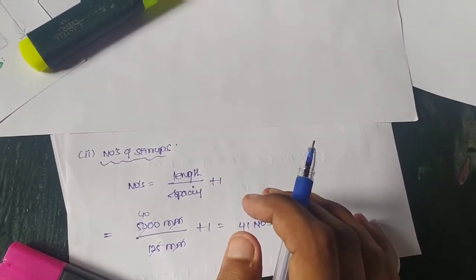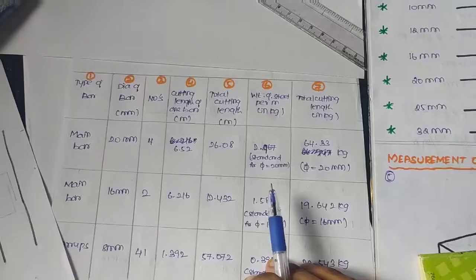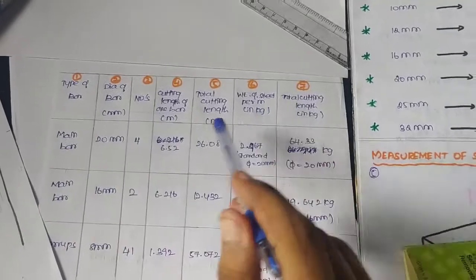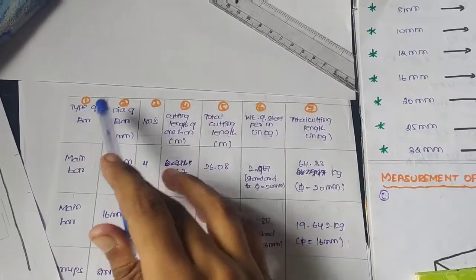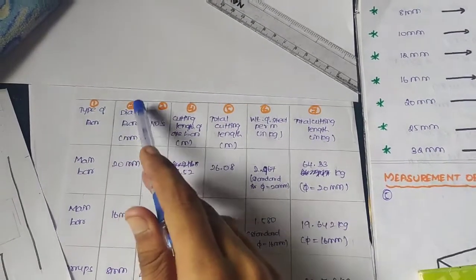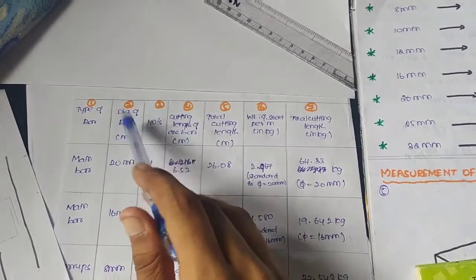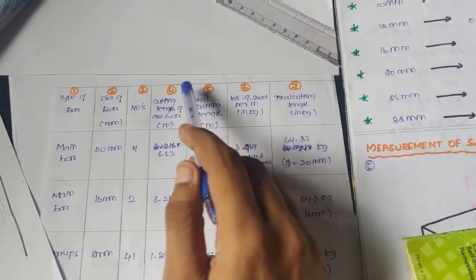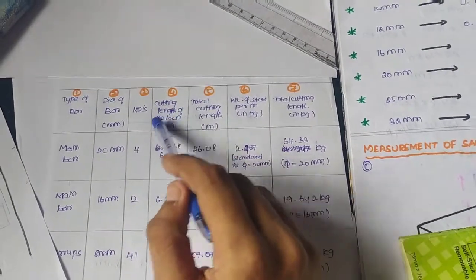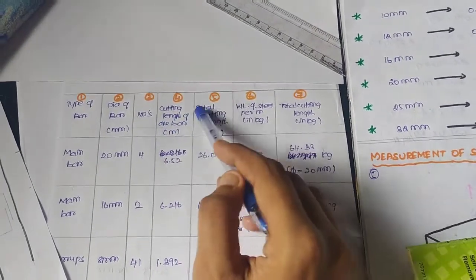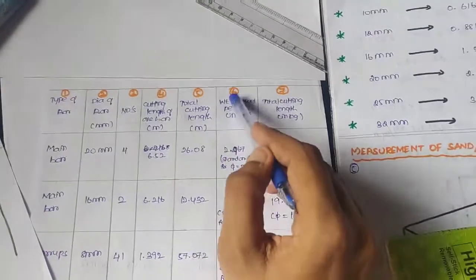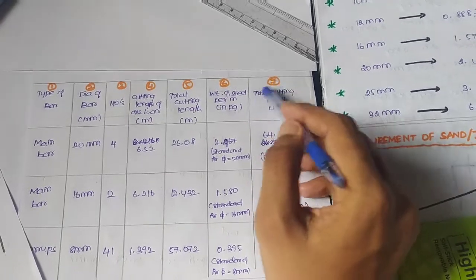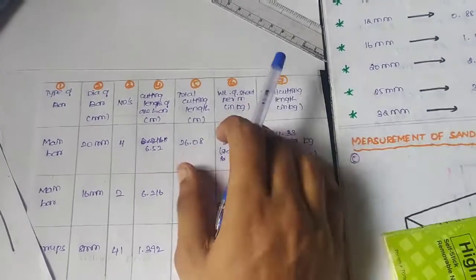So finally we are going for the final tabular column. In the final tabular column I have 7 columns. The first column is type of bar, second column is diameter of bar in millimeter, third column is numbers, fourth column is cutting length of 1 bar in meter, fifth column is total cutting length in meter, sixth column is weight of steel per meter in kilogram, seventh column is total weight in kilogram.